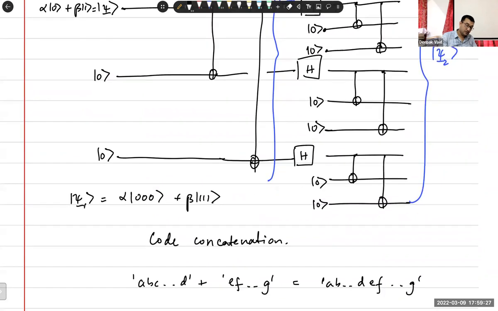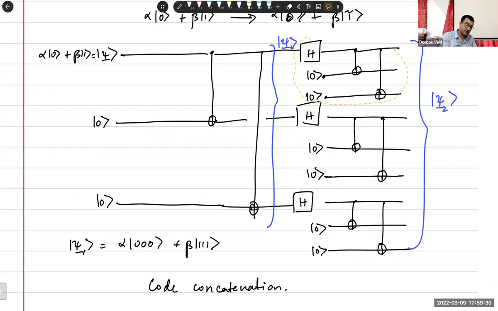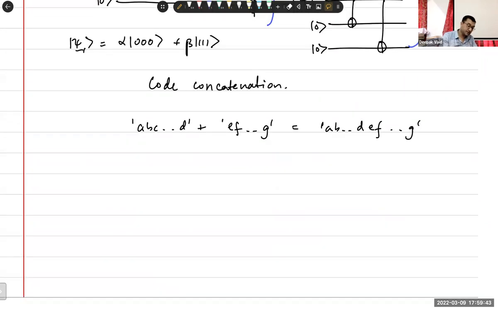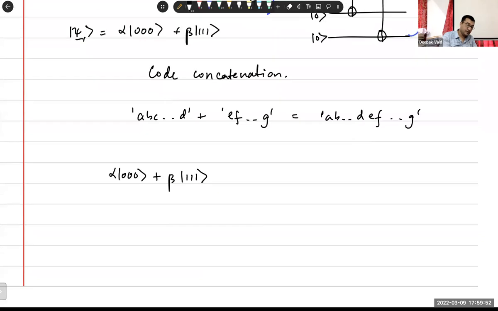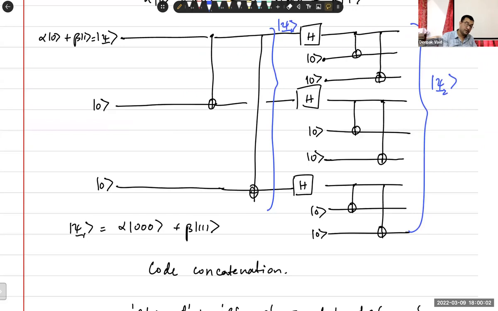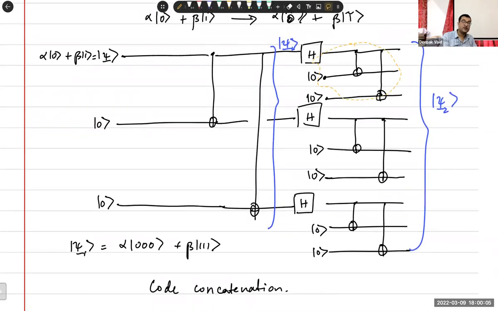Now, let's look at what happens with this sub-circuit. This sub-circuit acts only on the first qubit, and then it concatenates two more qubits. So we have alpha 0, 0, 0, beta 1, 1, 1. But we can just take these two qubits and put them aside for the time being, because these operations over here at the second level of this code will not affect the second and third qubit.